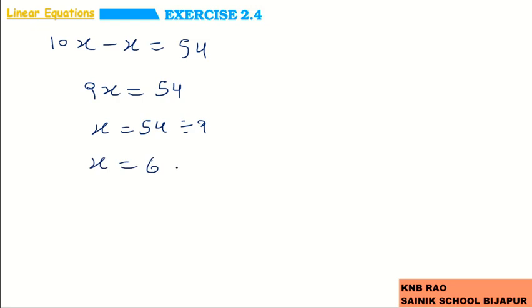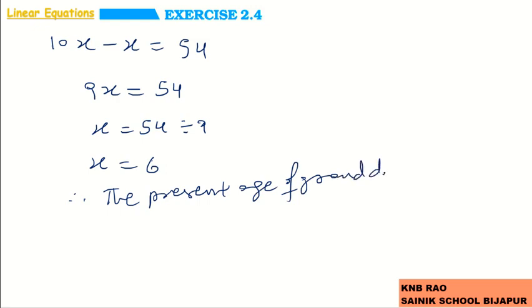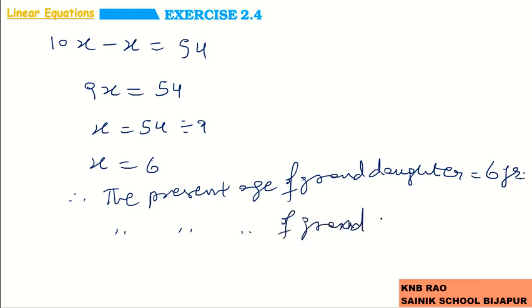6. If x equals 6, then therefore the present age of the granddaughter is 6 years and the present age of the grandfather is 10 times that, so 60 years.